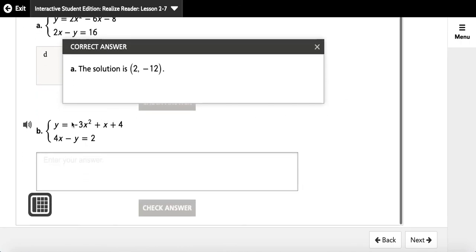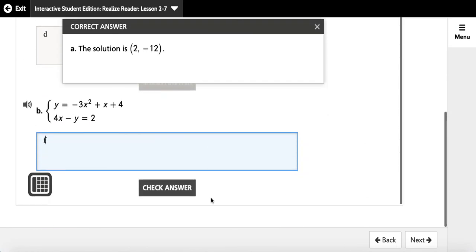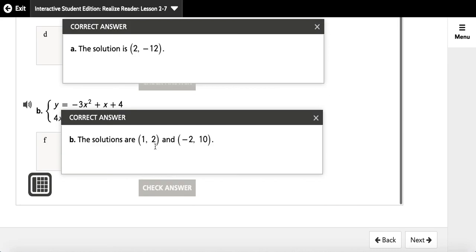Give this one a shot, and then come on back when you're ready to see the answer. I'm not going to do it out to save time. You understand the two different strategies of substituting. If you do it for that one, you should get, for an answer, 2 answers. 1, 2 should work, and negative 2, 10 should work.